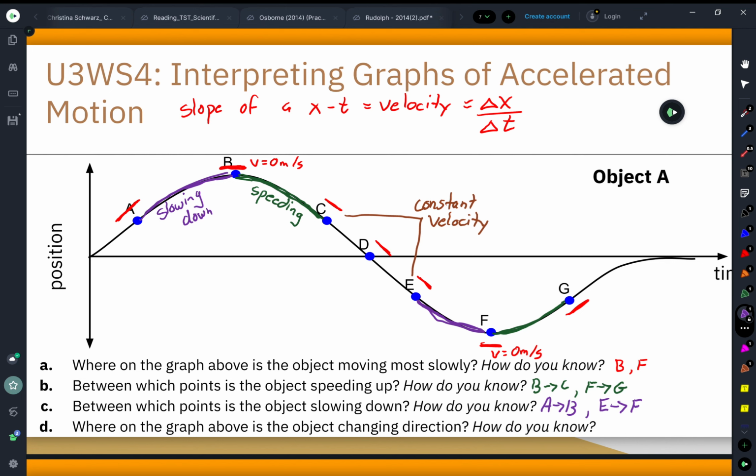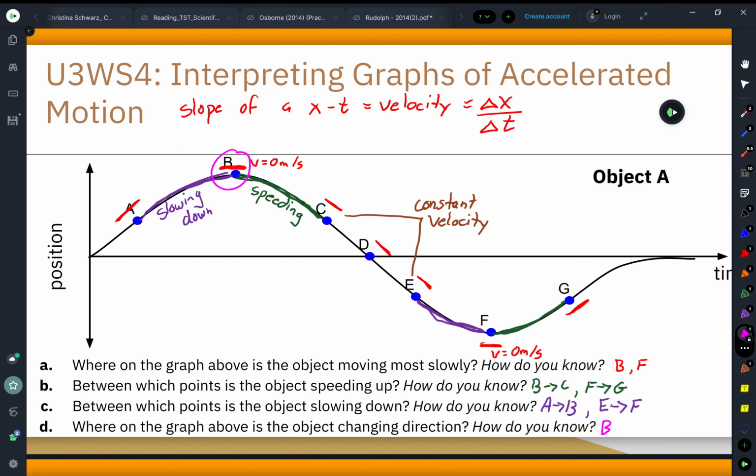And finally, for part D, where on the graph above is the object changing direction, and how do you know? Well, I suppose an object is going to change direction if its position is no longer increasing. So from the start to B, the position is always getting bigger and bigger. But from B on, the position is decreasing. So, because the position is no longer increasing at B, but instead decreasing, we know it's changing direction. From B all the way to F, the position is constantly getting smaller until point D where the position is 0, but then it's getting more and more negative, which means it's going in the opposite direction.